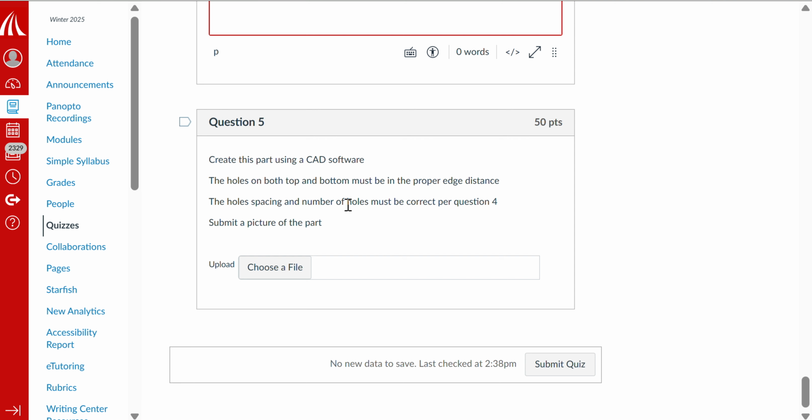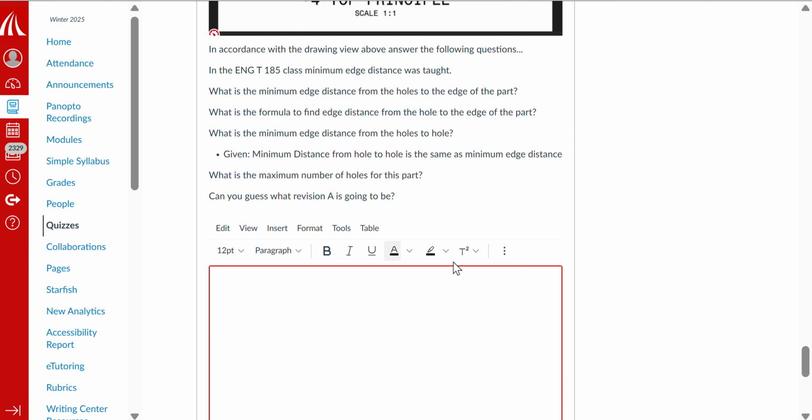So you have to figure out how many holes you're going to have to make this equally spaced. And then you're going to tell me what the hole spacing is when you make the holes equally spaced. And then submit this model.